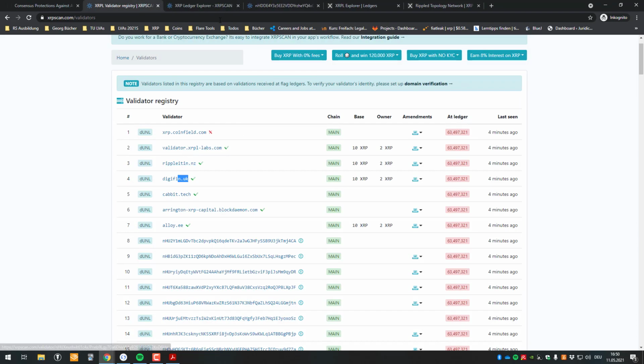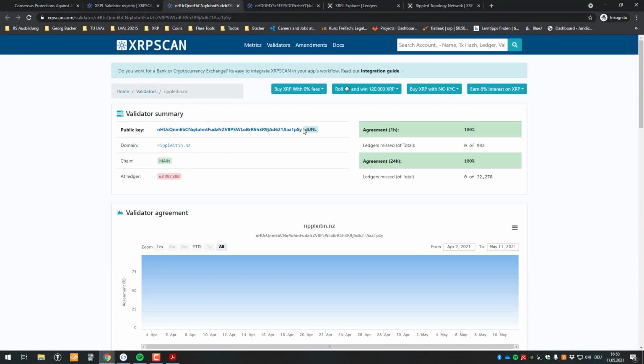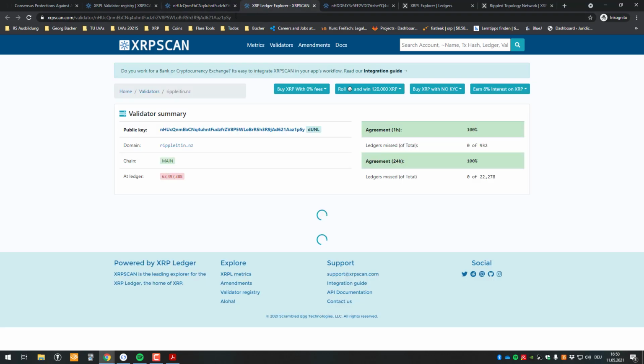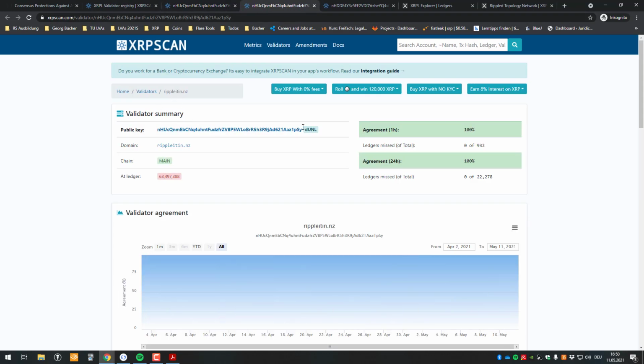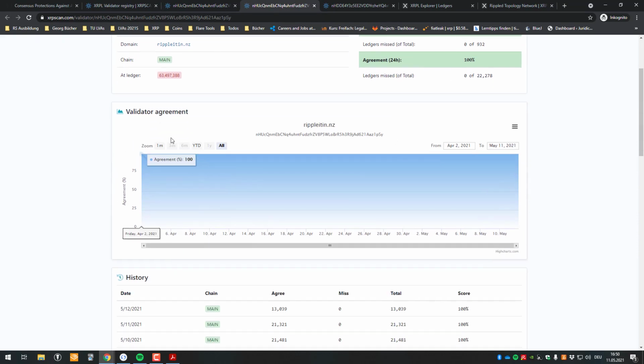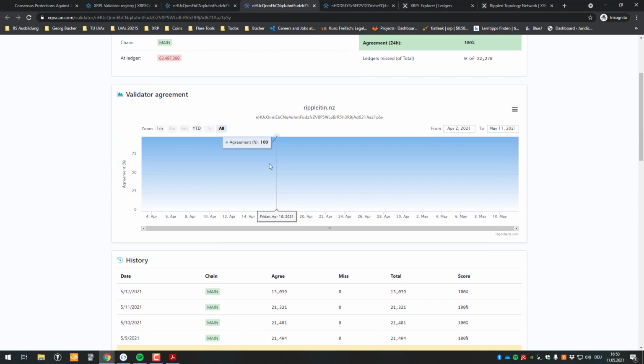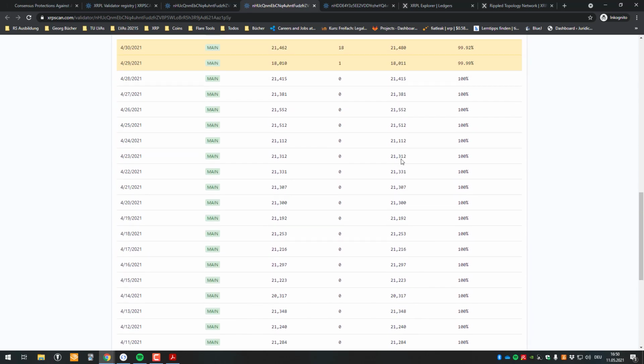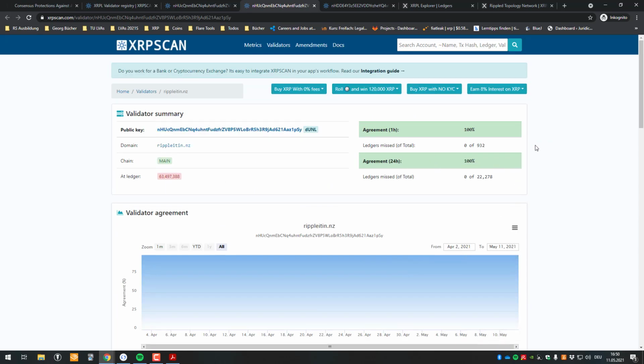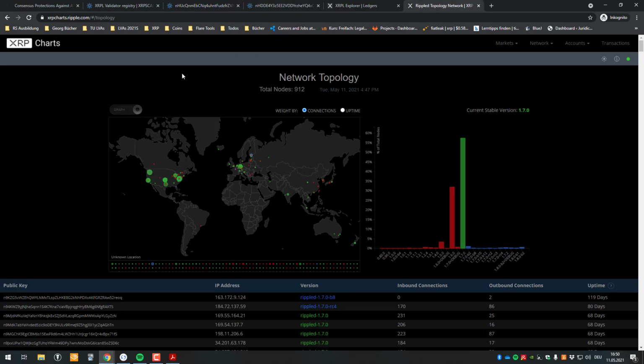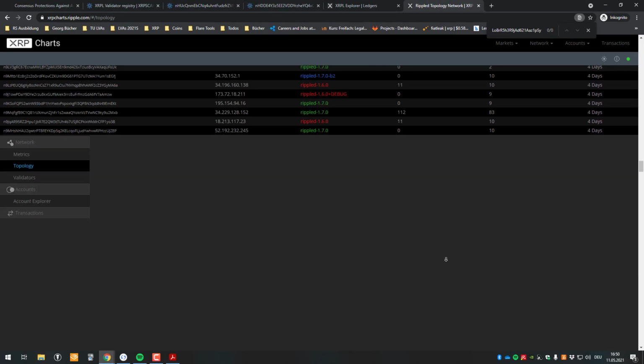Let's try with Rippleton.nz. But, well, I'm also going to open it here, then I'm just going to copy the public key again. So we can see here, for example, it's on the main chain. We can see that it's always in agreement with all the others, so it's not acting faulty or anything, and so on. So there are always statistics on each validator, if they're doing the job correctly.